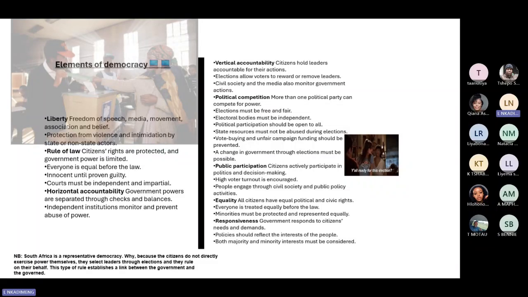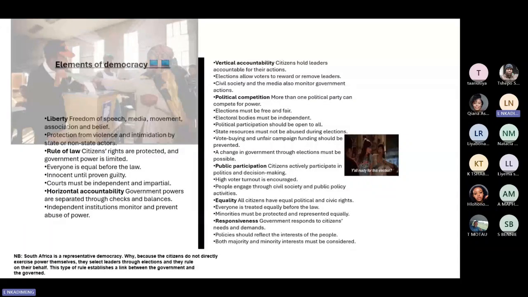Vertical accountability: citizens hold leaders accountable for their actions. We will discuss this in detail. Elections allow voters to reward or remove leaders. The same applies to the elections that will be held on the 4th November 2026. We will be able to elect political parties that will lead in order to deliver the basic needs that we need.